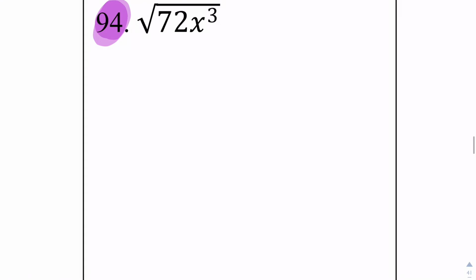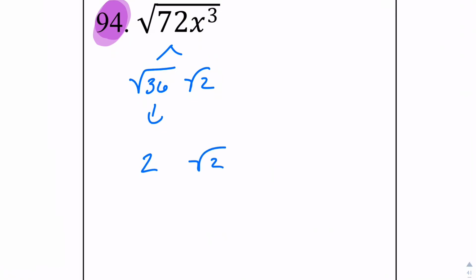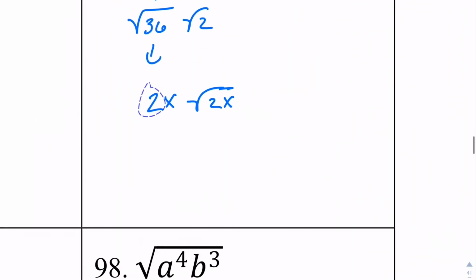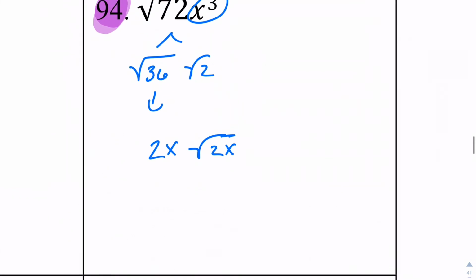So we've got 72x to the 3rd. First, I'm going to think about 72. I'm going to use my perfect square method, and that is going to be 36 times 2. Square root of 36 is 6. Leave some space. And again, I leave that space for the variables. I am dealing with x to the 3rd, which means I have 1 pair of x's and 1 left over. So this time I end up with 6x on the outside and 2x underneath the radical. And that is our simplified radical.